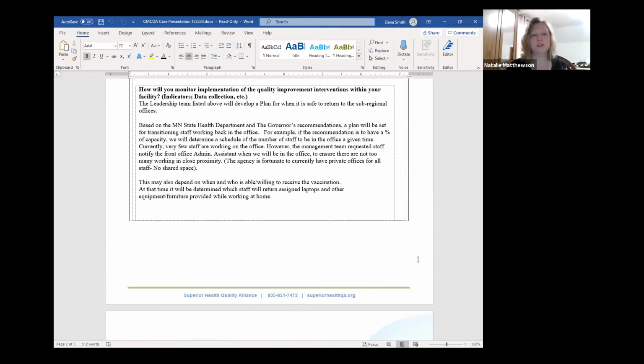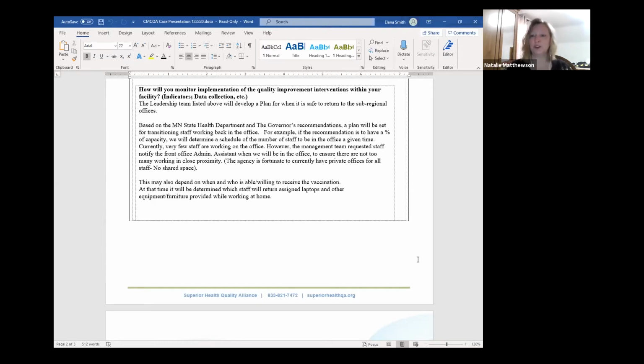We are currently following the Minnesota State Department of Health and the governor's recommendations, and we will have a plan for transitioning staff back to working in the office. For example, if the recommendation is a percentage of capacity, we'll determine a schedule of the number of staff in the office at a given time. We're kind of doing that right now. The positive thing, which we're very fortunate for, is that no one shares an office with our agency. We all have our own offices, so that's kind of unique.